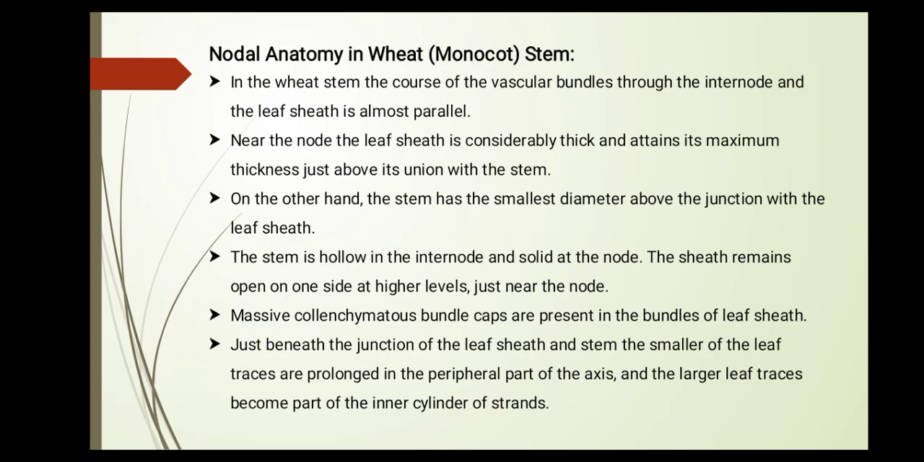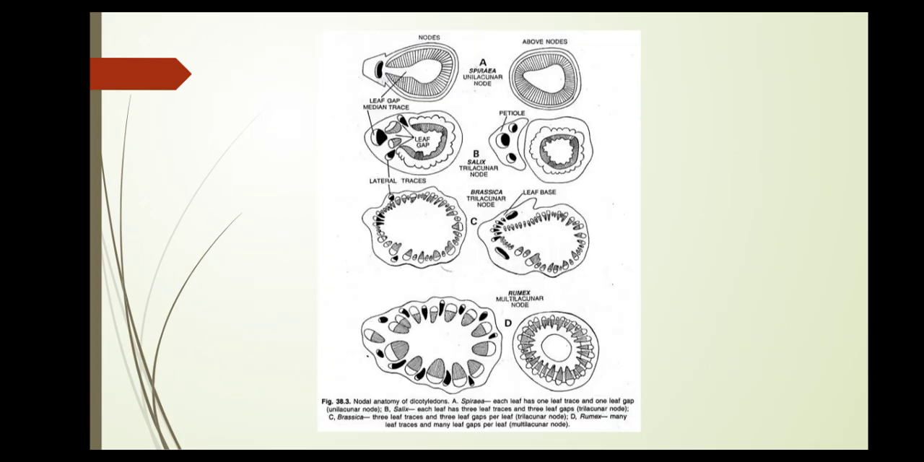Massive collenchymatous bundle caps are present in the bundles of the leaf sheath. Just beneath the junction of the leaf sheath and the stem, the smaller leaf traces are prolonged in the peripheral part of the axis, and the larger leaf traces become part of the inner cylinder of the stem.